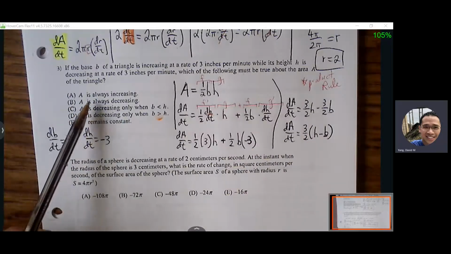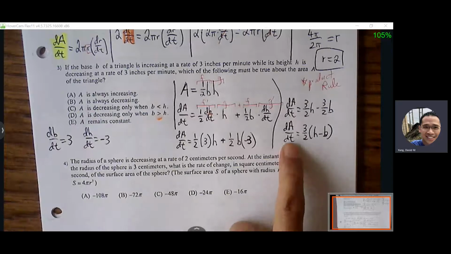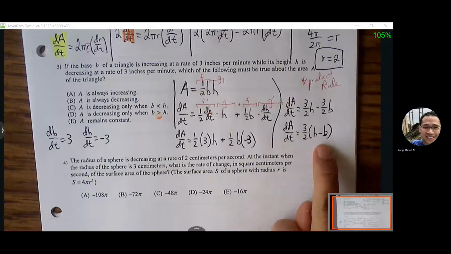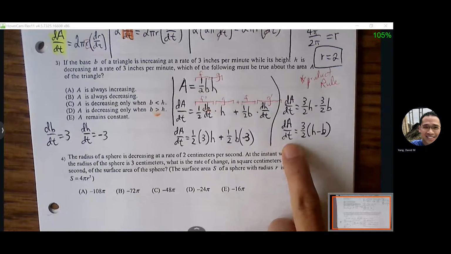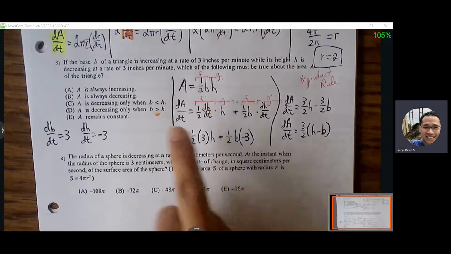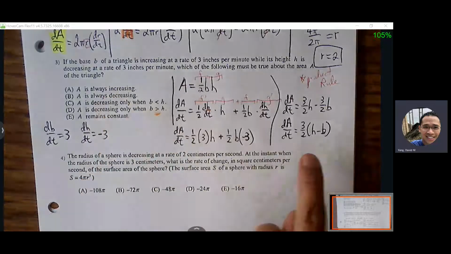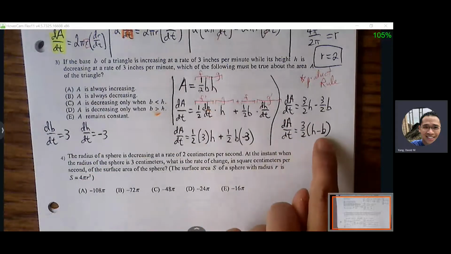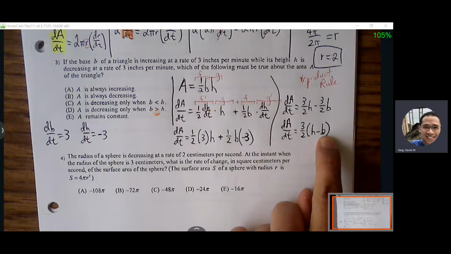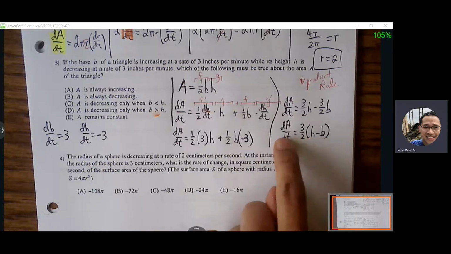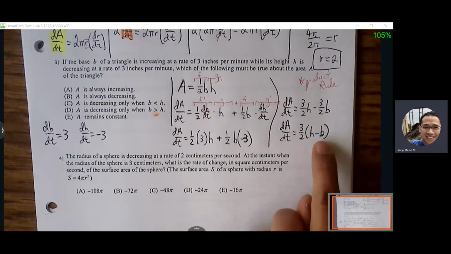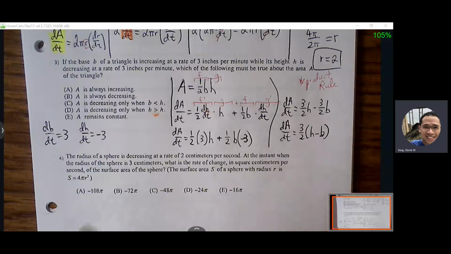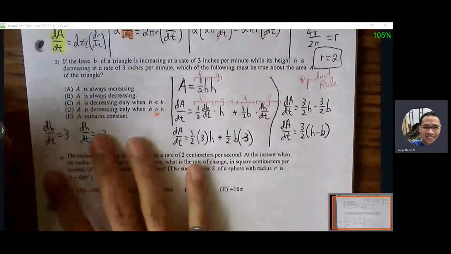A is always increasing. That's saying, is dA dt always positive no matter what h and b are? Okay. Not always increasing, right? I can force a negative into this situation if I just made b the larger value. So I'm not always going to get a positive dA dt. It depends whether h is larger or whether b is larger, right? So we know we can eliminate first choice.